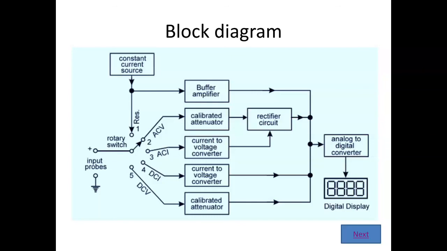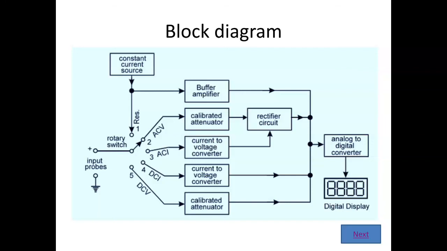Next is your AC current. Again, whenever you are going for AC, you will be using an attenuator. A calibrated attenuator is used only for your voltage, and if you are going to use it for a current, you have to use a current voltage converter. It will have a shunt resistor inside. So the maximum current is converted, means it is reduced. The current voltage converter minimizes my large current, and it is given to the rectifier circuit, and then to the analog to digital converter, and it is shown in the output.